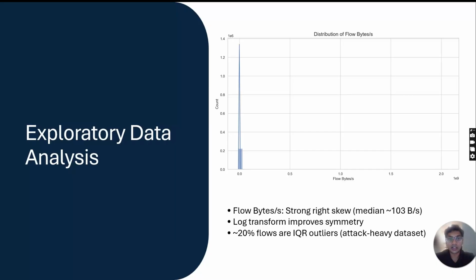In this dataset, a substantial fraction of flows, on the order of tens of percent, fall into the IQR-defined outlier region, which reflects the fact that the file is attack-heavy rather than purely benign. This pattern supports the idea that throughput metrics are informative discriminators between benign and DDoS flows in this particular scenario.